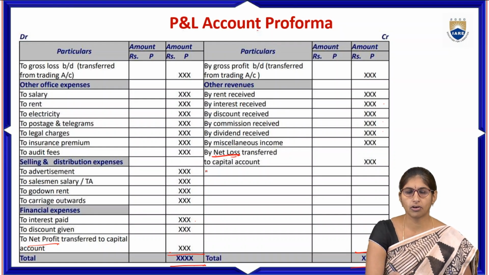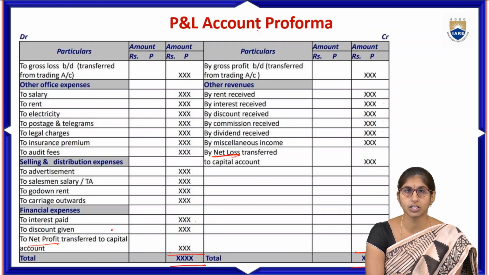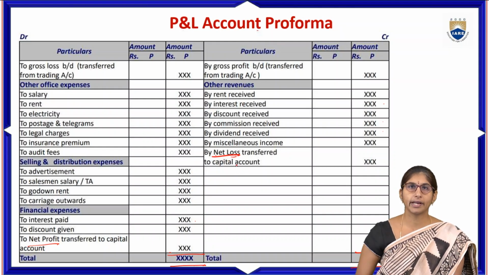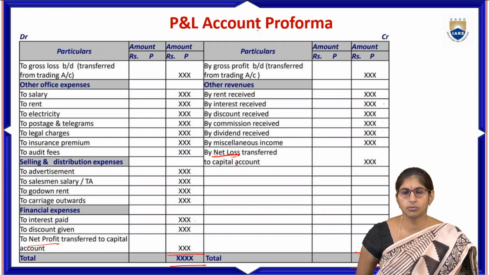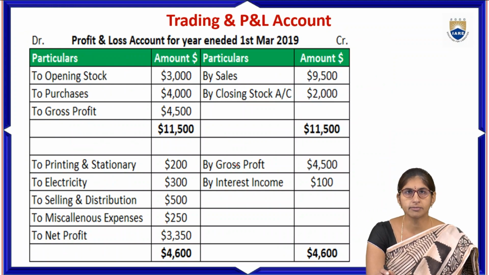If we get the gross profit, that gross profit has to be added to the capital on the liability side of the balance sheet. And if we get a gross loss, that gross loss has to be deducted from the capital on the liability side of the balance sheet. So next, we are going to move forward with a small problem on how to record the items in the trading and profit and loss account.